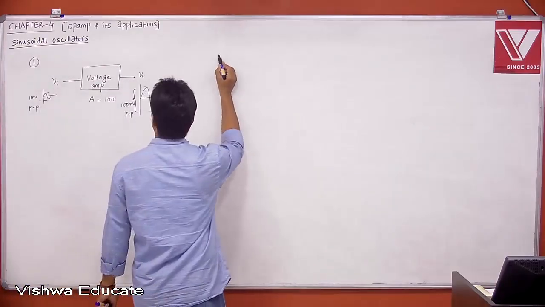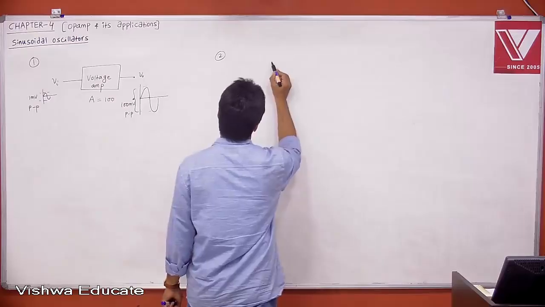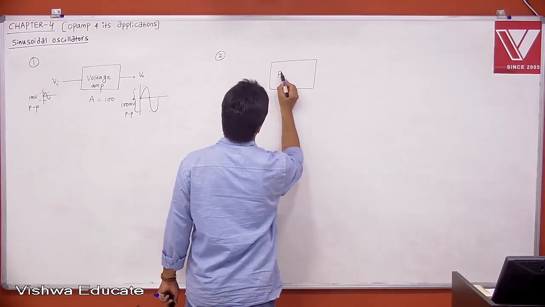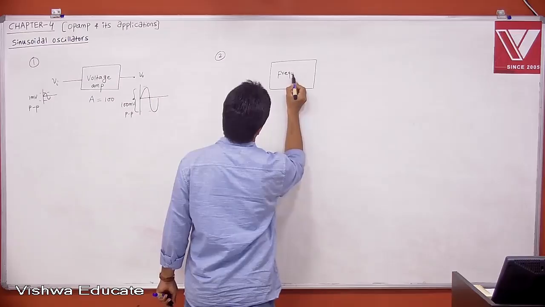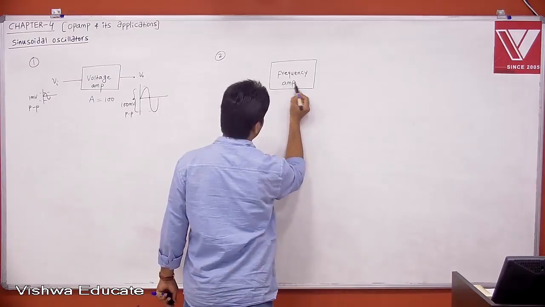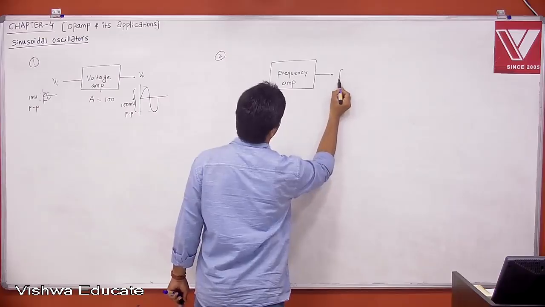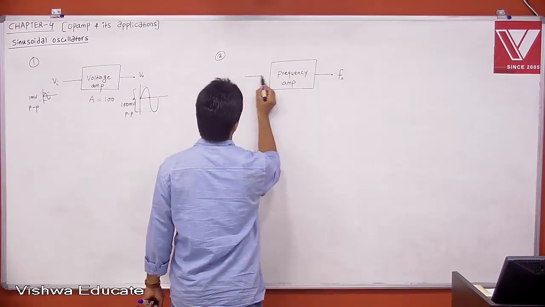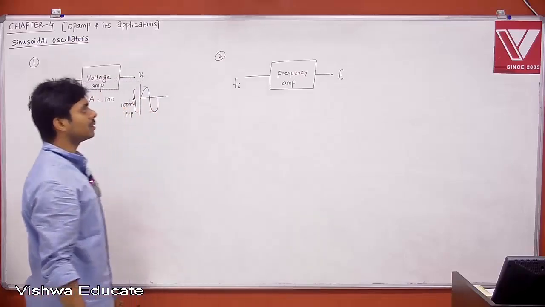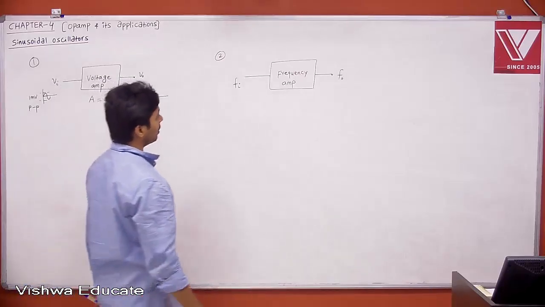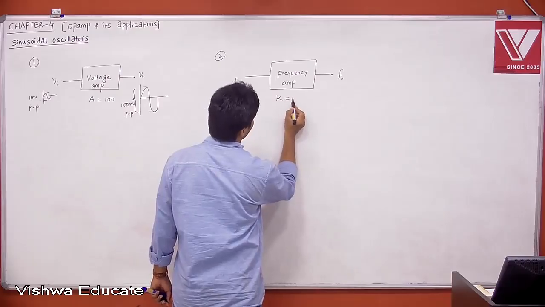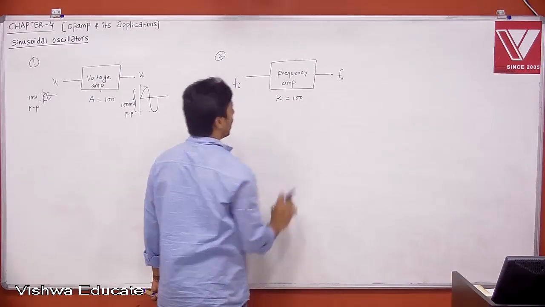Number two, do you have anything called frequency amplifier? Did you hear it any time? Frequency amplifier. Now what is the output? Output frequency. What is your input? Input signal frequency. Let us say the gain of the frequency amplifier is K, and let us say K is equal to 100.